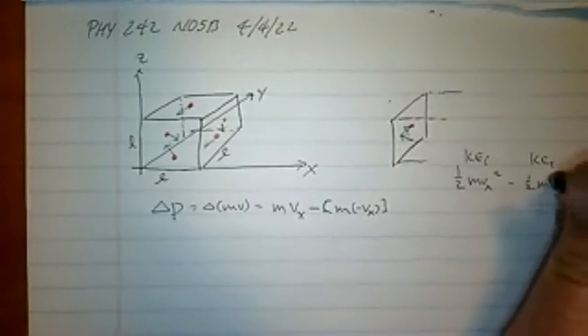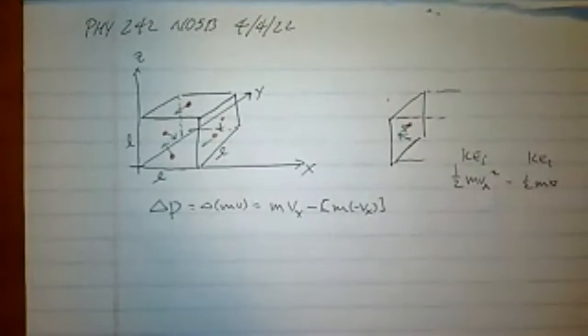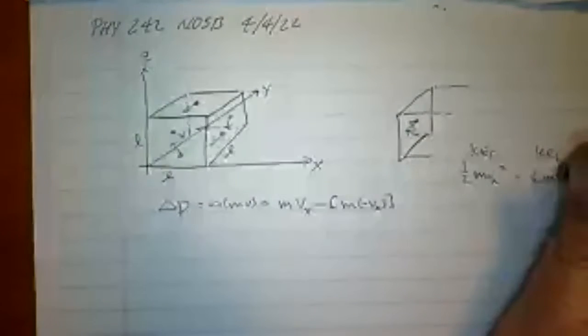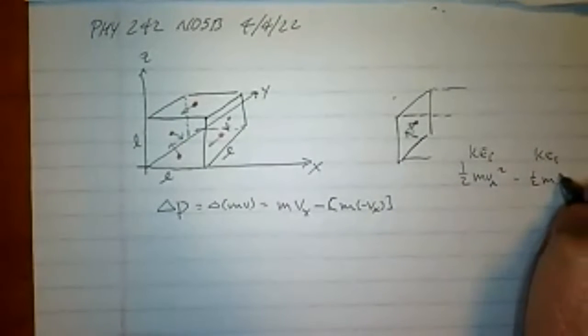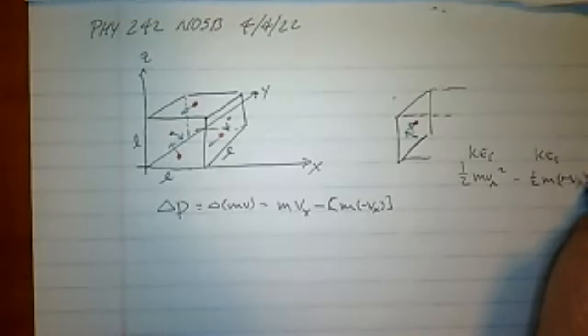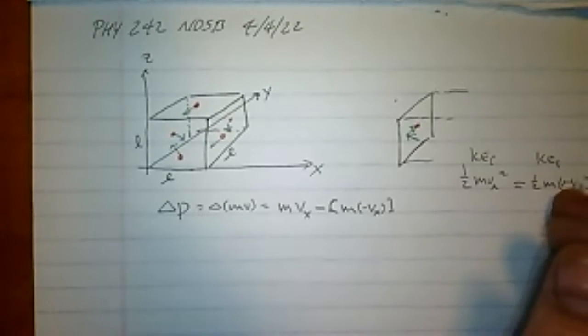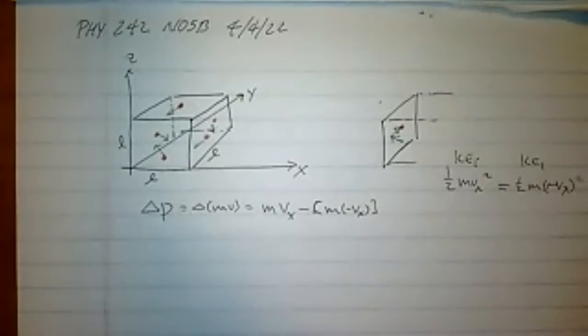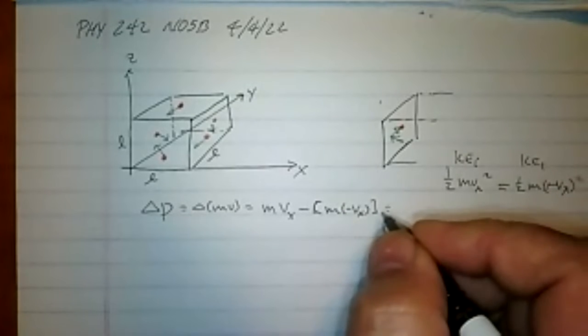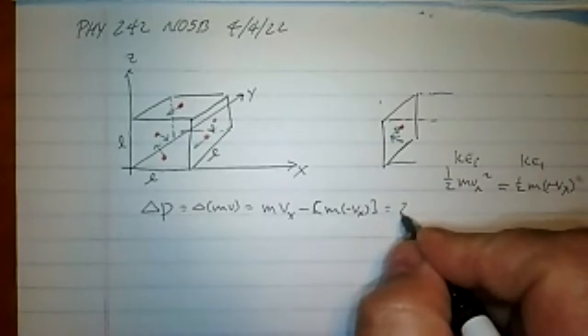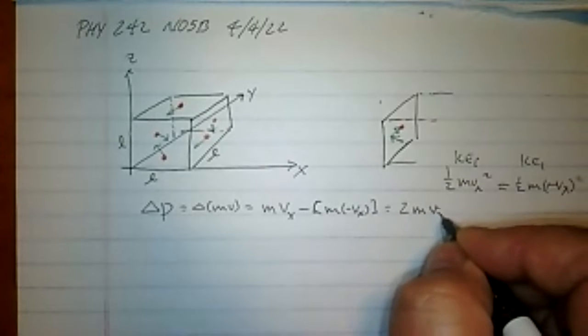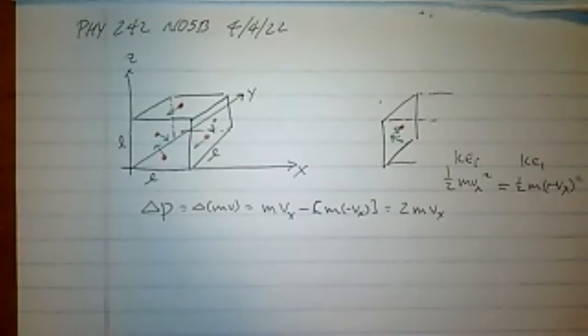I bought these fancy pens with erasers, and I keep forgetting that I even have an eraser on them. And this one's going to be negative v sub x squared. Obviously, if kinetic energy is conserved, that means they're equal, but that's also what happens when a negative is squared. So you can see that the actual change in kinetic energy is going to be twice the mass times the velocity in the x direction.